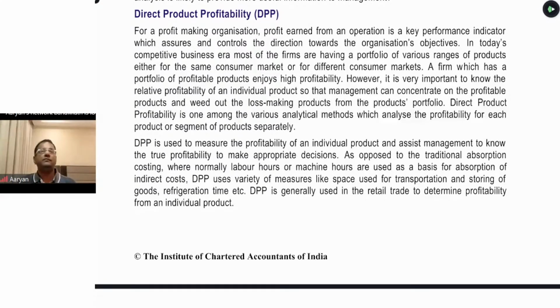So write, beta: why DPP? With a question mark. Why DPP? Write in this: the following are the two reasons due to which a separate method is needed for the trading sector.